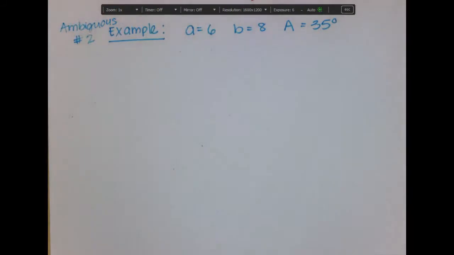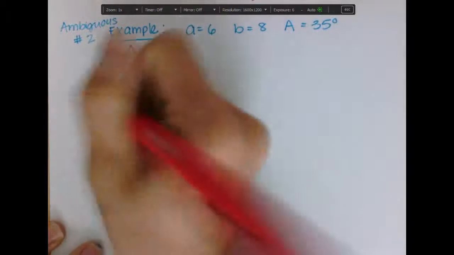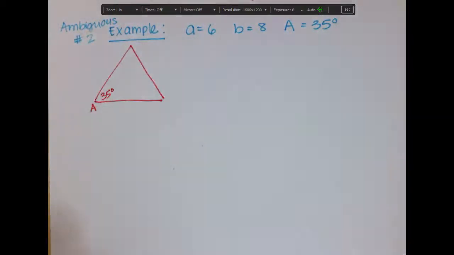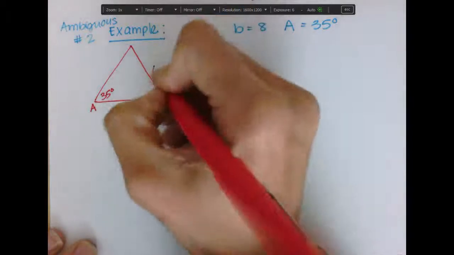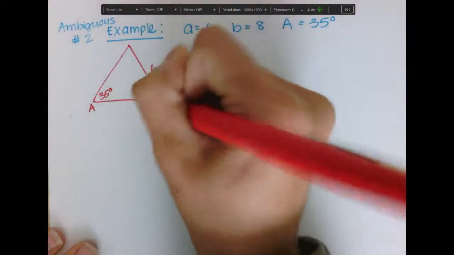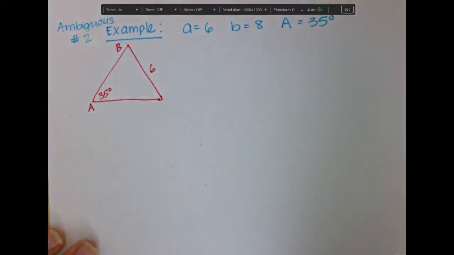I have an additional example for the ambiguous case. In this case, we're given that a equals 6, b equals 8, and capital A equals 35 degrees. So there's my capital A, my angle, 35 degrees, and its opposite side is given as 6. I've got an angle B somewhere. It honestly doesn't matter where you put angle B and angle C, either location makes no difference.